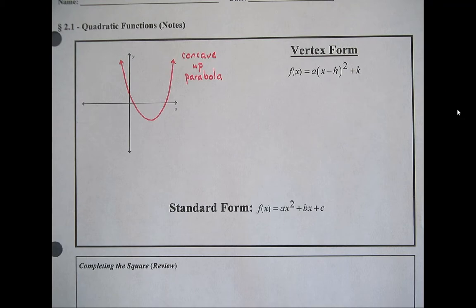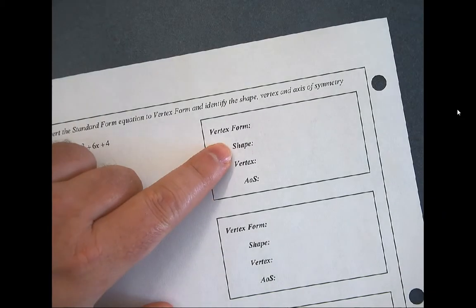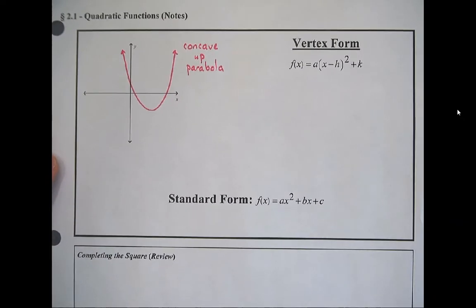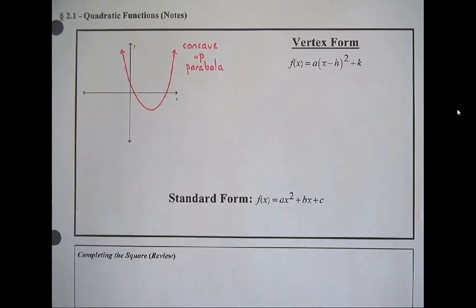So on the back of today's notes, I'm going to talk about the shape. That's what I mean by the shape of that parabola, concave up or concave down. And you must write the word parabola too, because we want to make sure that we're identifying the type of graph that we have.